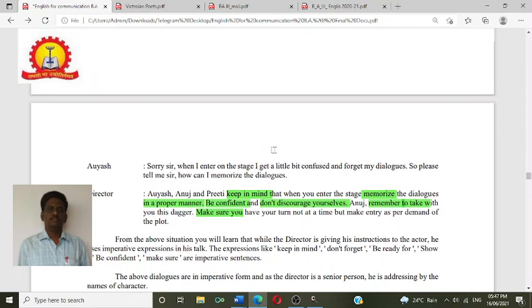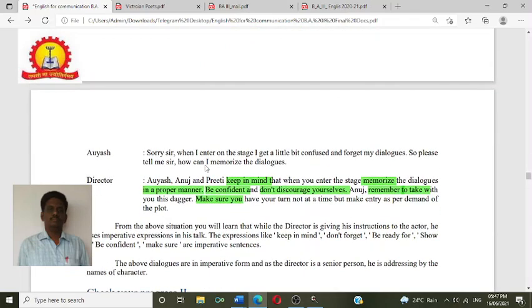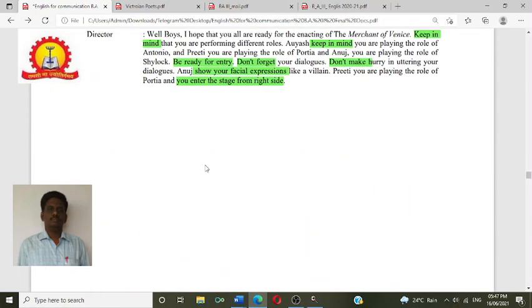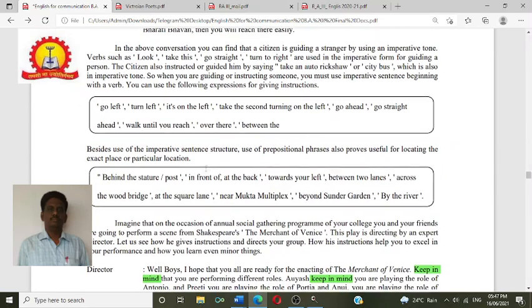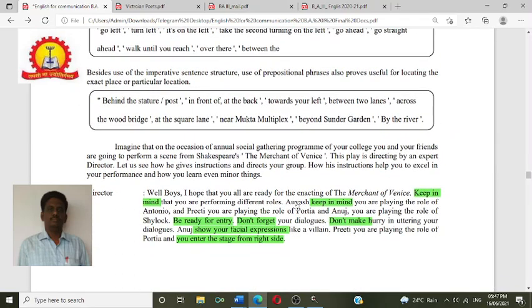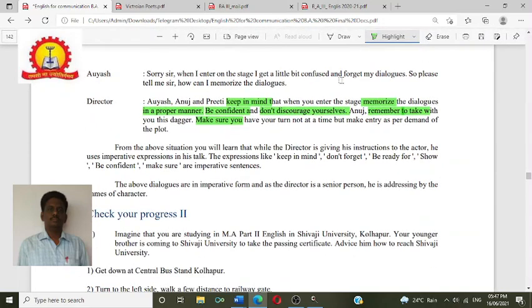So these are the expressions that are very important or significant when we are dealing with giving instructions. So this is a small conversation but very useful to understand how to give instructions. We should keep in mind that we should give instructions even about minor things. So you will understand after reading this.